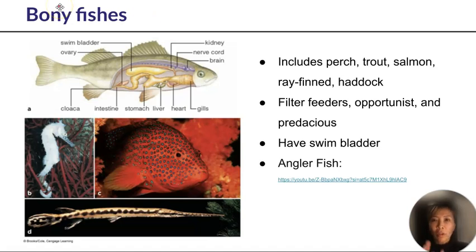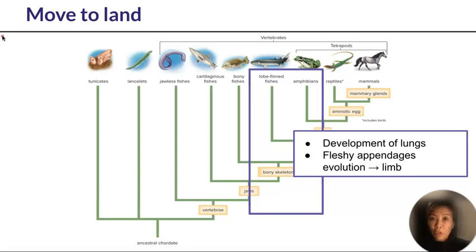So as of right now, we're looking at animals that are currently living in the water, right? The next progression is moving toward land. To adapt to moving onto land, we're going to focus on the next two animals, the lobe-finned fishes and the amphibian. Here, we're going to start seeing the development of lungs, as well as the development of fleshy appendages that will eventually become limbs.